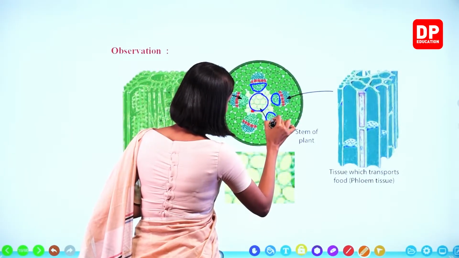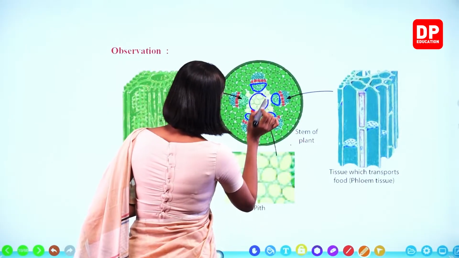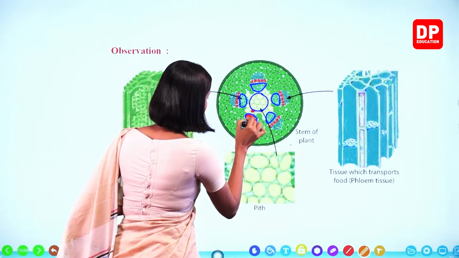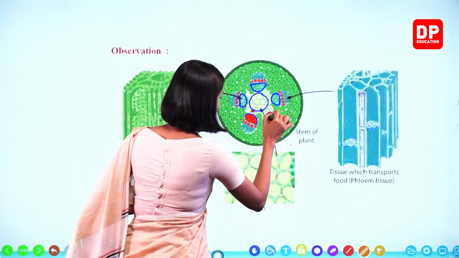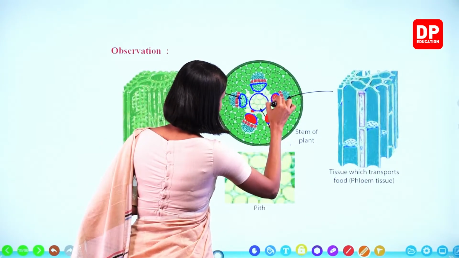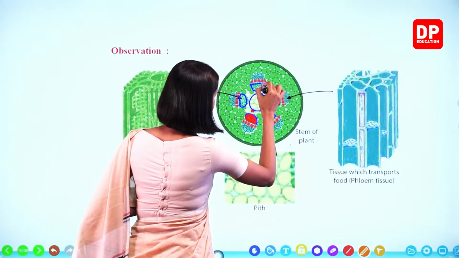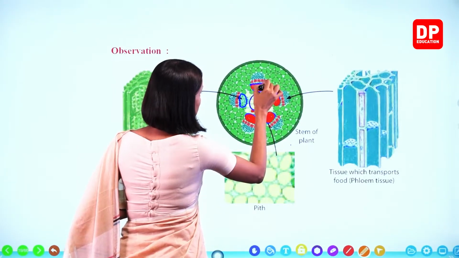Right, children? These areas were colored in red. These parts were colored in red. We immersed this plant in red colored water. Right? These areas were colored in red more than the other areas. What is the reason for this, children?